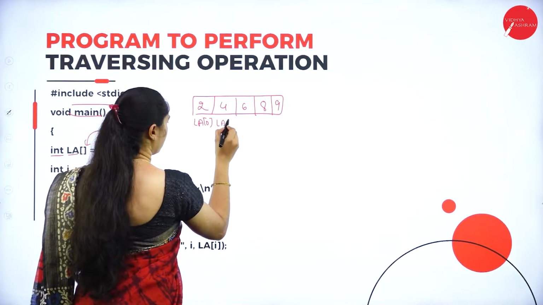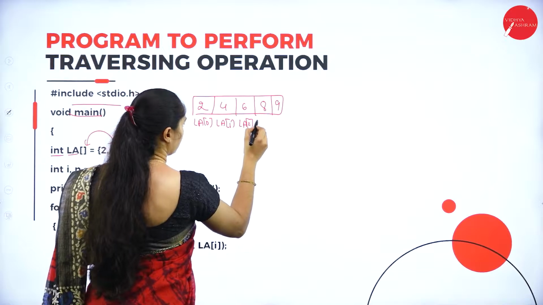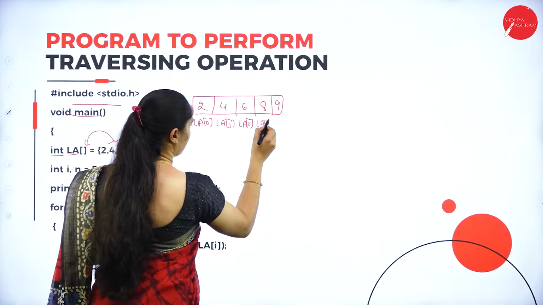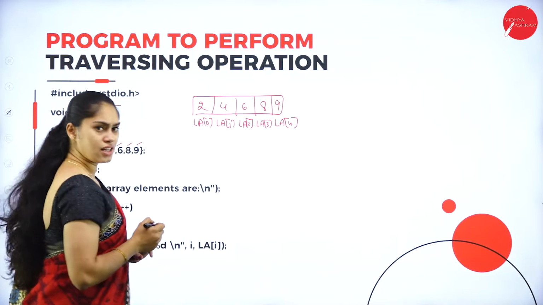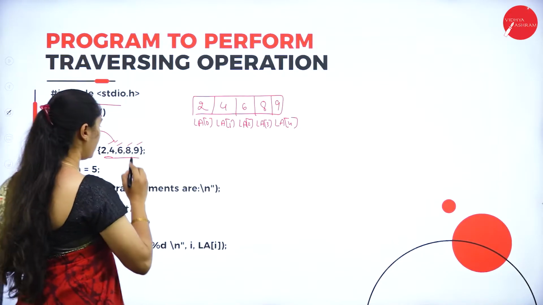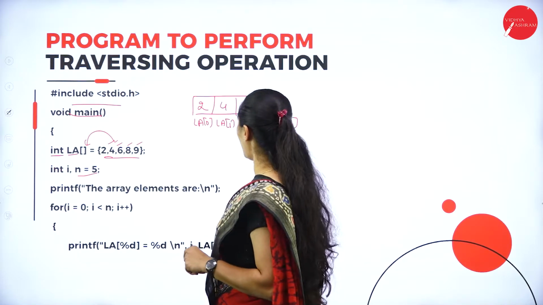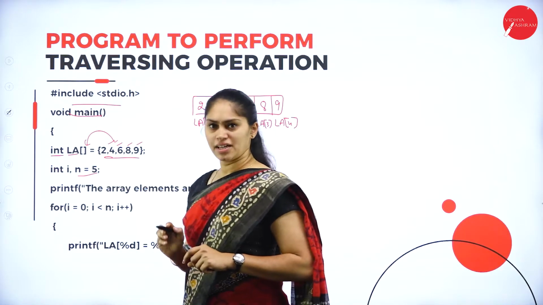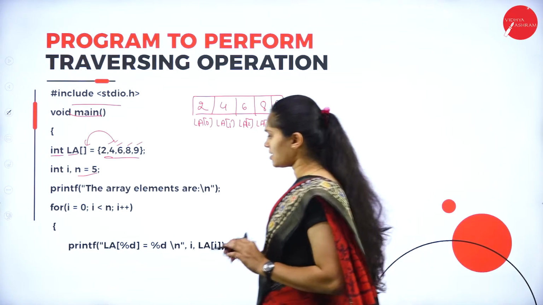LA of 0, LA of 1, LA of 2, LA of 3 and at last we have LA of 4. These are the locations we have. After that, they are initializing the n value to 5. So totally we have 5 elements here and we are declaring a variable called i in order to visit each index or subscript.